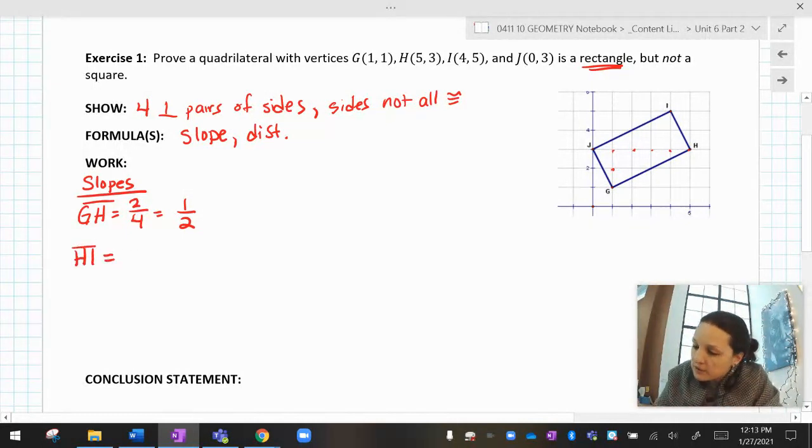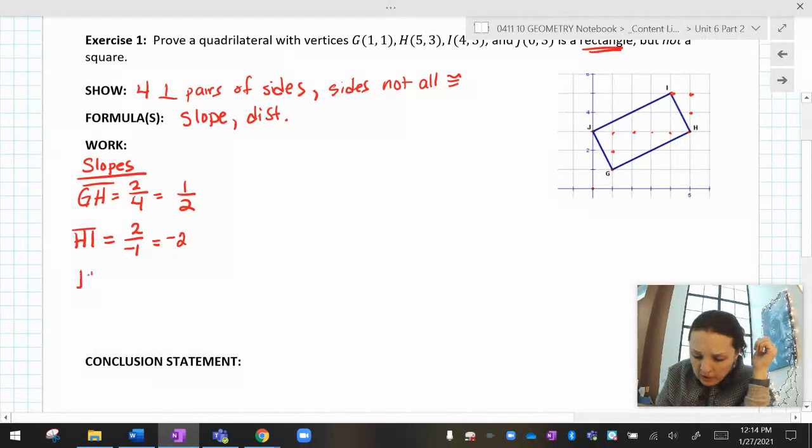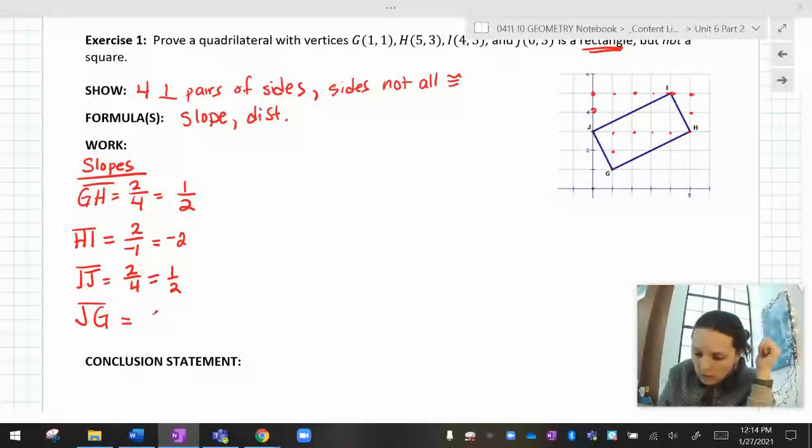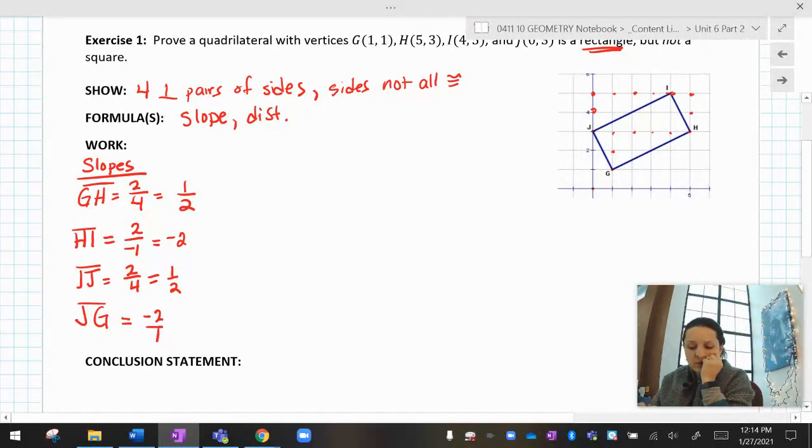All right, what comes next? HI comes next. Well, let's see. HI going to go up 2, left 1. So that slope is 2 over -1 or -2, whichever way you want to look at it. IJ. So if I go from I to J, I'm going to go, let's see, up 2, right 4. And then JG, down 2, right 1. And that's the same as -2. Okay, so there's my slopes.